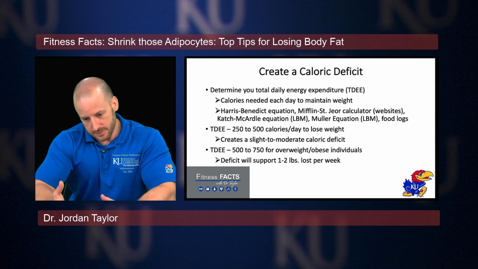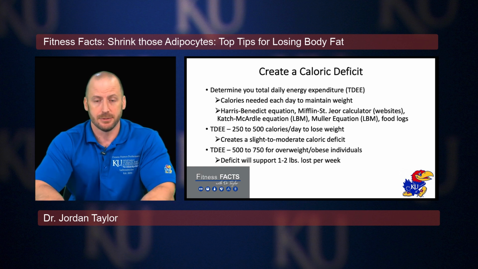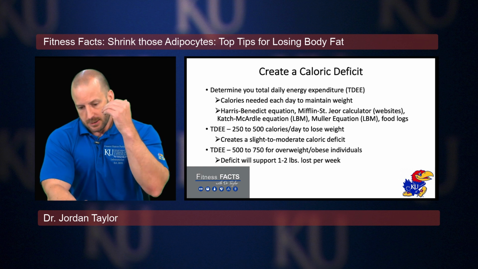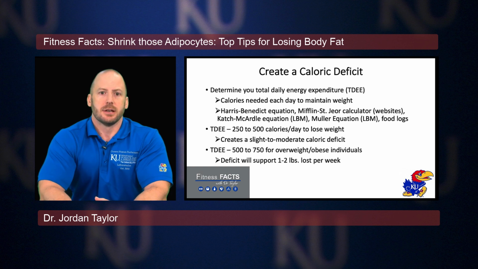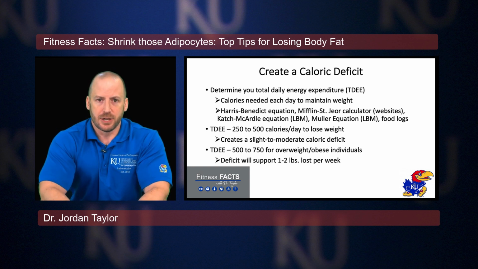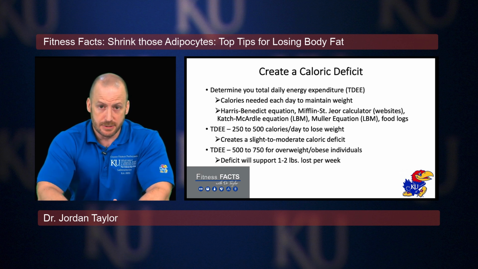All right. Obviously, you want to shrink your fat cells, you want to lose fat. Number one, you have to create a caloric deficit. Okay, there's just no way around the laws of thermodynamics. Okay, you've got to create a deficit. I've talked about it in a previous video. There's equations. You can keep food logs, figure your average daily intake. You've got to figure your total daily energy expenditure somehow. Okay, so total daily energy expenditure, we're talking about the calories needed each day just to maintain weight. Calories in matching calories out.